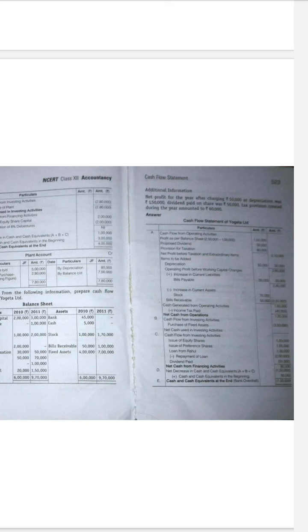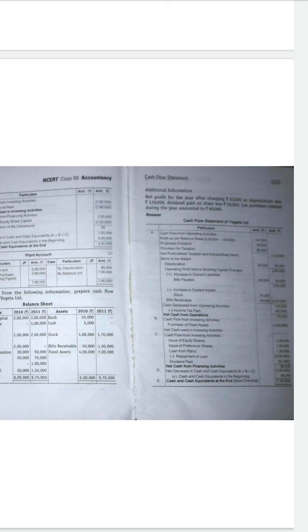So the depreciation amount is 50,000, and we have to add 50,000. So 2,10,000 plus 50,000 is 2,60,000. And as per the format, there is a separate item: increase in current liability and decrease in current asset. This is the format: we have to add decrease in current assets and increase in current liability.